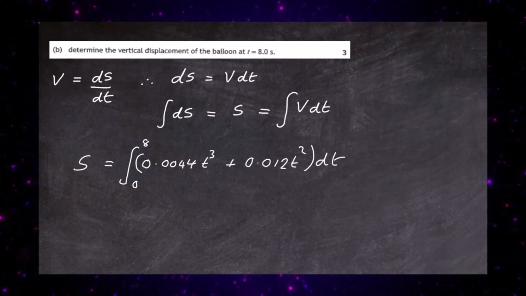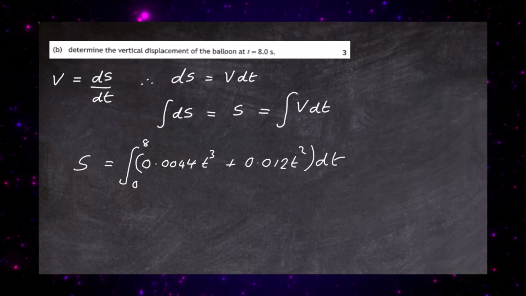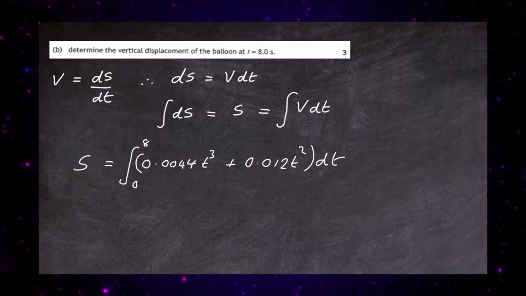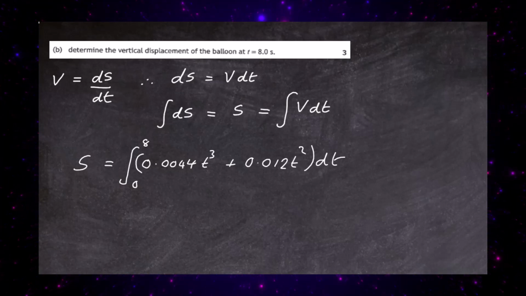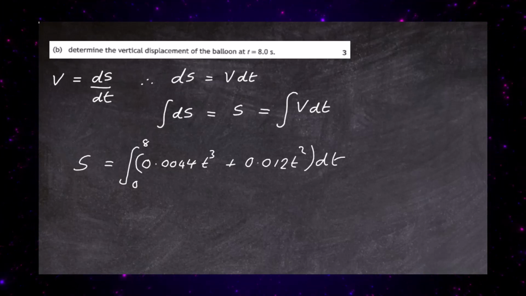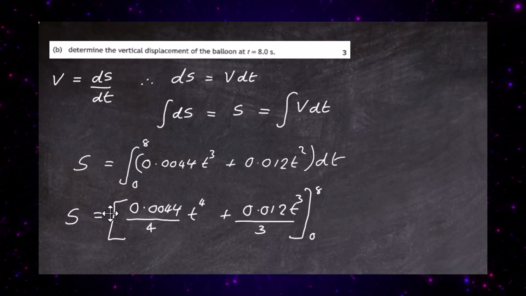the same way we do in Higher Maths. The displacement s is equal to the integral from 0 up to 8 of the function of the velocity v, which is that expression there, the 0.0044 t cubed plus 0.012 t squared. Put a big bracket around that, and it's going to be integrated with respect to t. So we do that and put in our limits, we get the following.